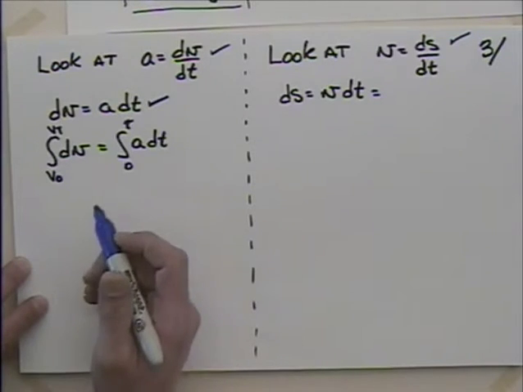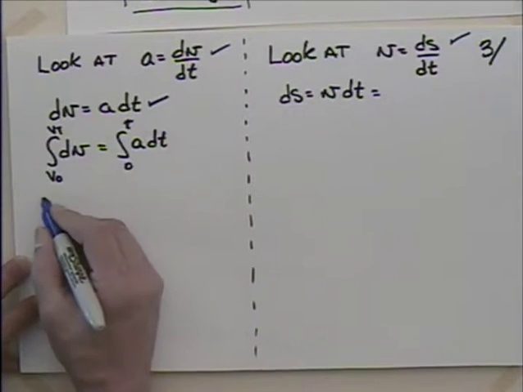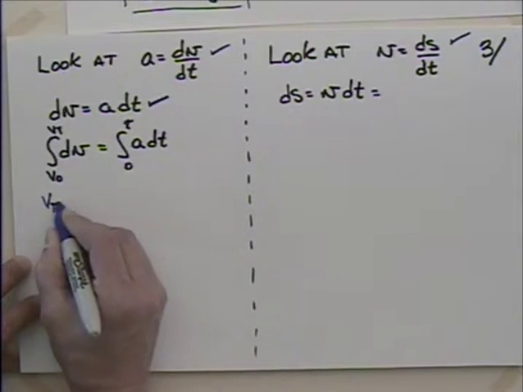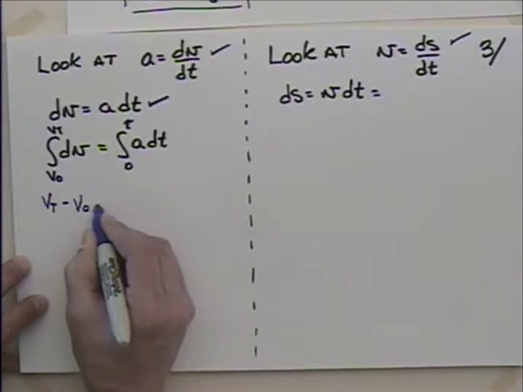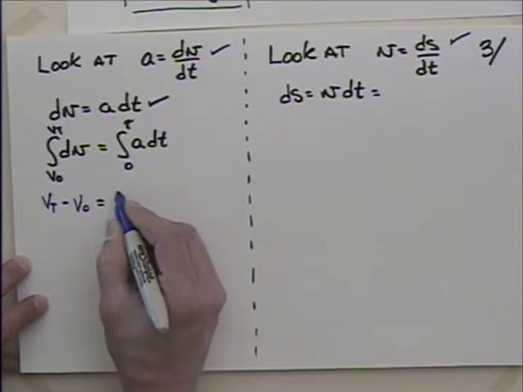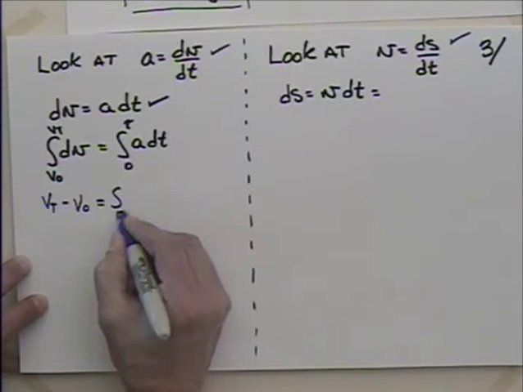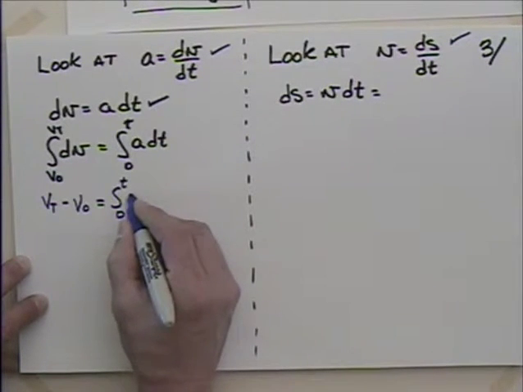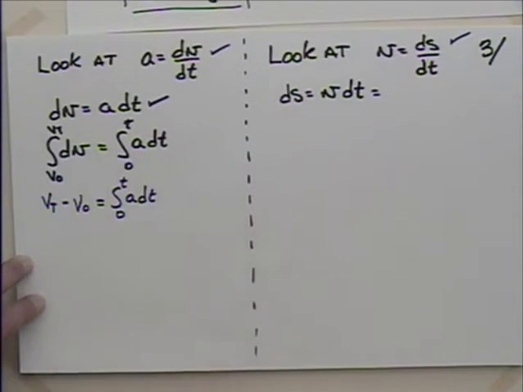So when I go through and do that, this comes up as v sub t minus v naught is equal to the integral from 0 to t of a dt. And again, we made some progress on the left-hand side, but didn't get very far on the right-hand side.